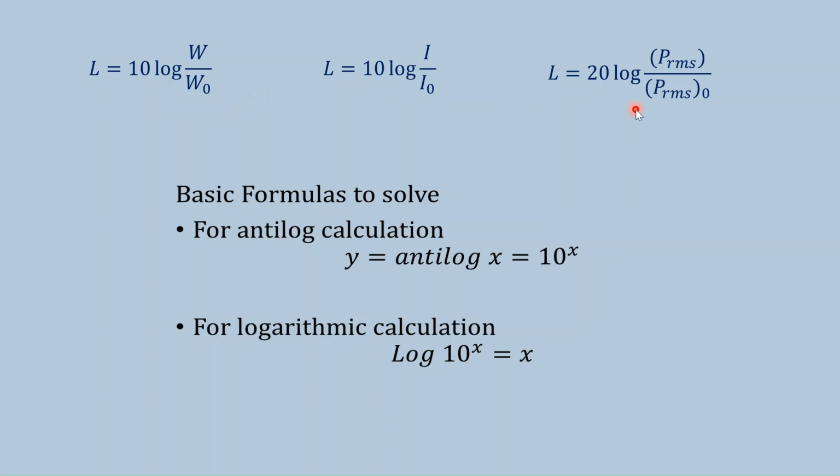Now these are the three versions which are derived from the same formula. If the sound is measured in the form of sound power, we use this formula, where 10 log W by W naught. If you have the value of sound intensity and want to calculate the sound level, we use 10 log I by I naught. If sound pressure is mentioned, then L is equal to 20 log of measured pressure value and reference pressure value. So you need to remember these three formulas.